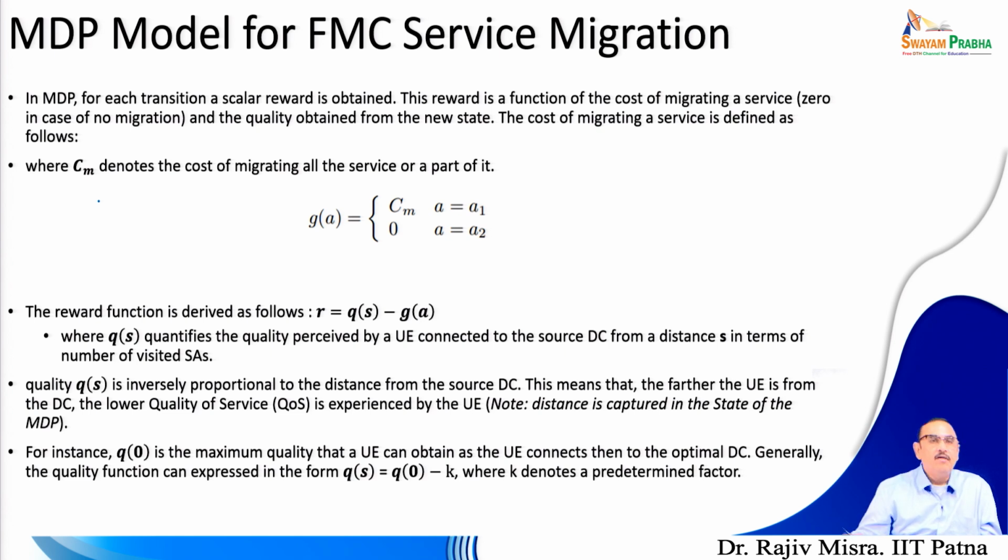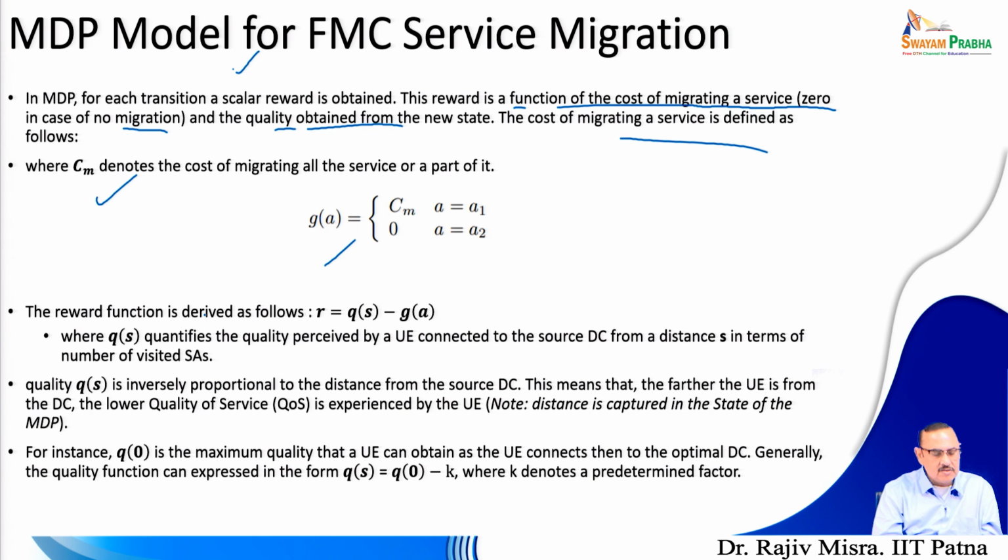Now, in the MDP, for each transition a scalar reward is obtained. The reward is a function of the cost of migrating a service, 0 in case of no migration, and the quality obtained from the new state. The cost of migrating a service is defined as follows: CM is the cost of migrating all the service or part of it. The gain is shown here, that is, the reward is nothing but a gain.